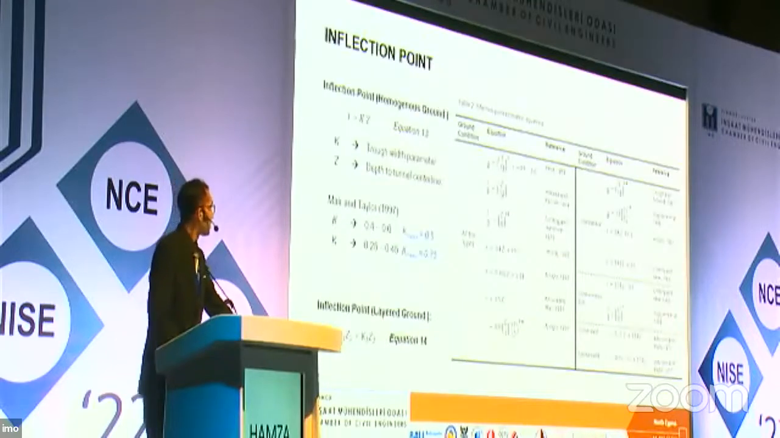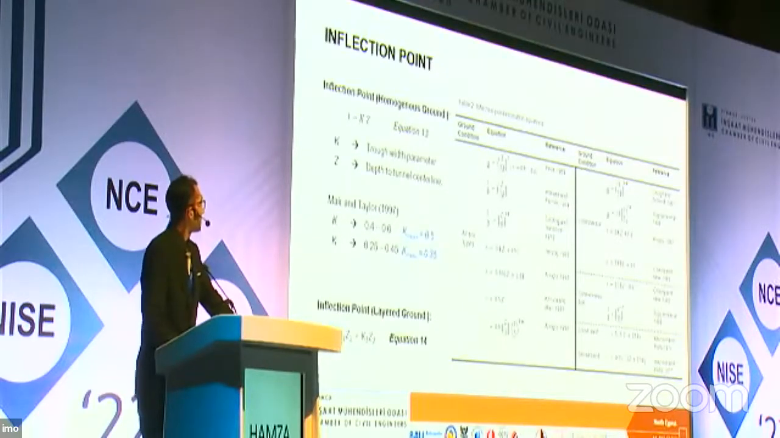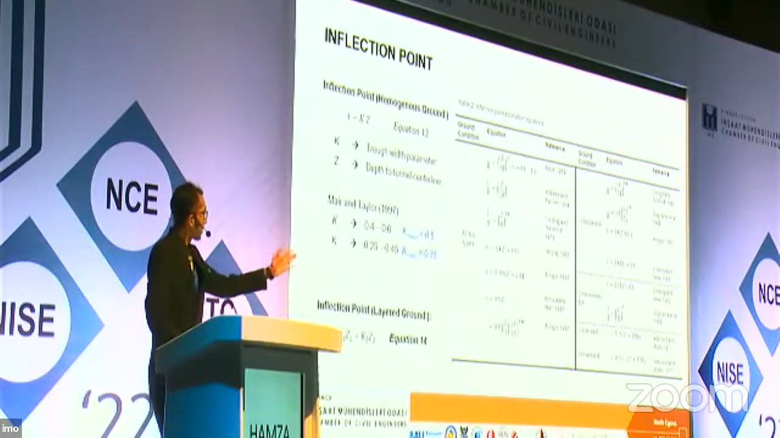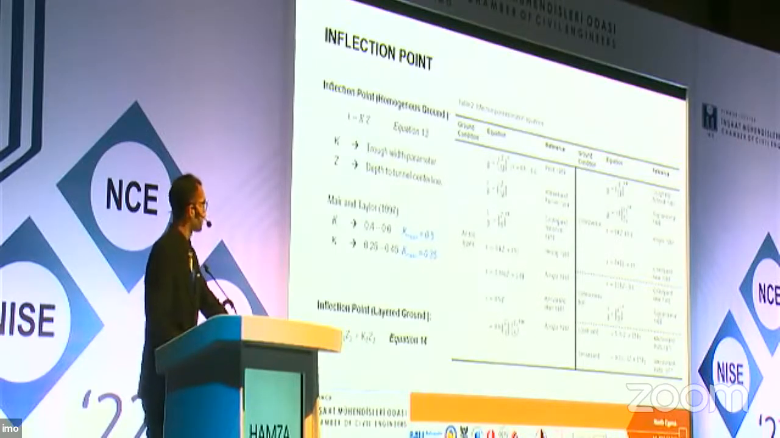Similarly, the inflection point by Baer and Taylor is defined in equation 3. It is the trough width parameter K times the tunnel depth, which is applicable for homogeneous ground. There are certain values given here: for cohesive soil a K mean value of 0.5, and for cohesionless soil 0.35. Other than that, there are several other equations which later on I am going to highlight, showing how this inflection point can affect the maximum settlement, which occurs at the ground surface.